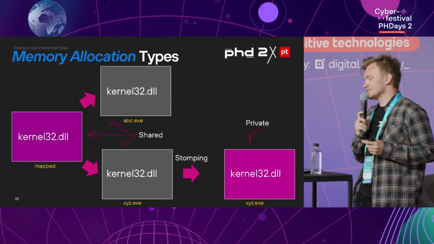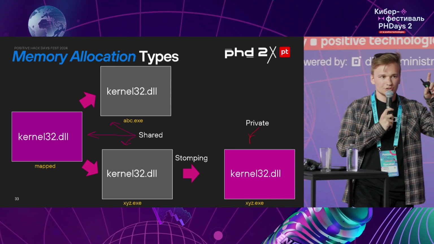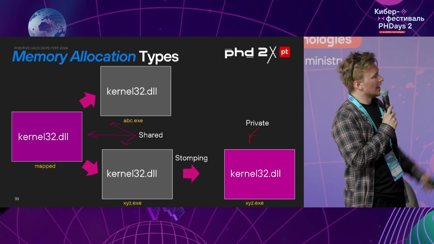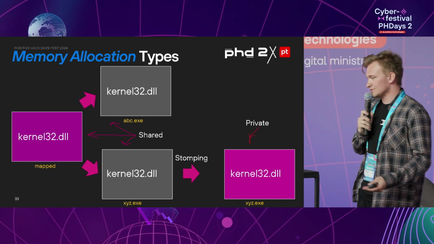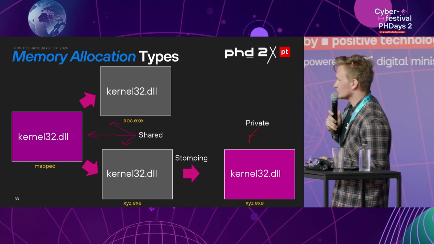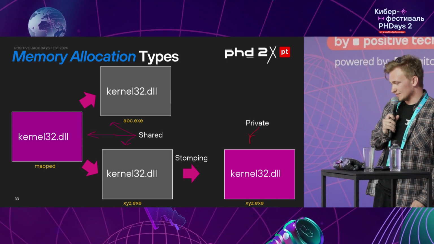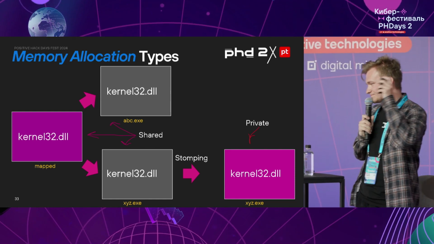What do we do? We write the code of one function in this library, then we do stomping, and one flag called shared memory goes off. Between these three entities, so this becomes private memory. And this is what the detect was based on, but it can be bypassed.